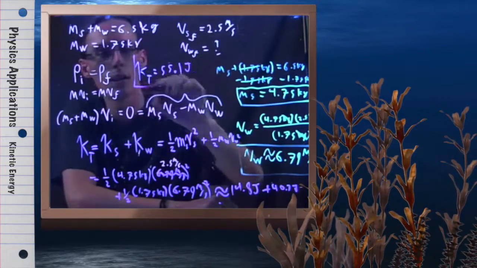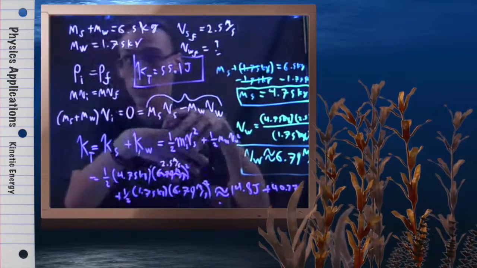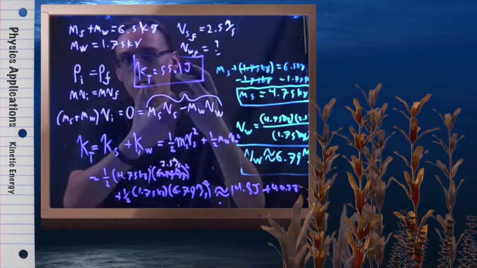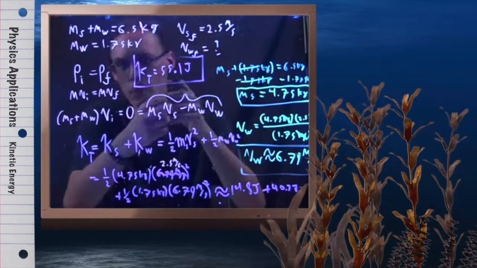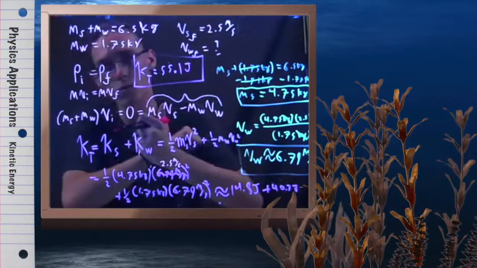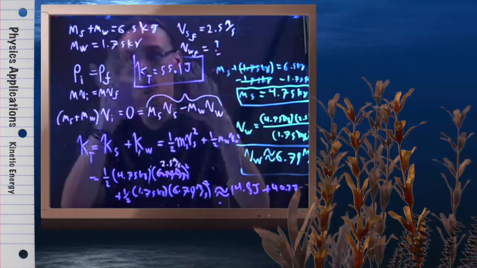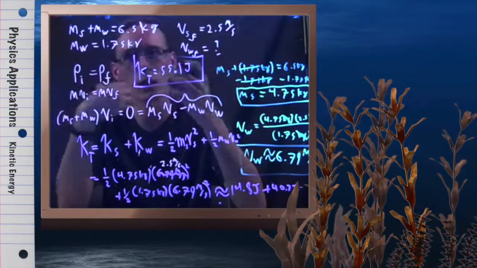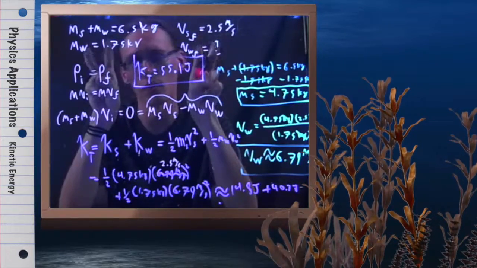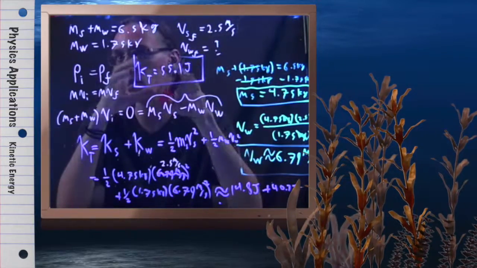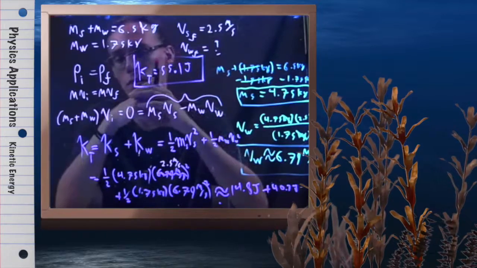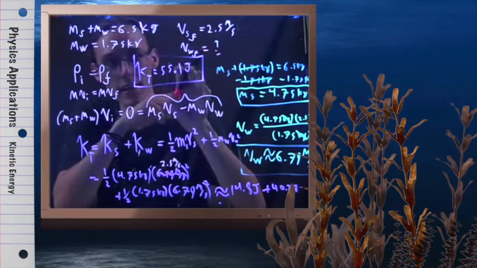So there we go. The kinetic energy of both the squid and the water all together is going to be 55.1 joules. It doesn't matter if the squid's going one way and the water's going the other way, because we're just talking about all the energy in general, regardless of which way it's going, which, it's not really going anywhere, it's just the amount of energy in these objects. And so that is the numerical result.